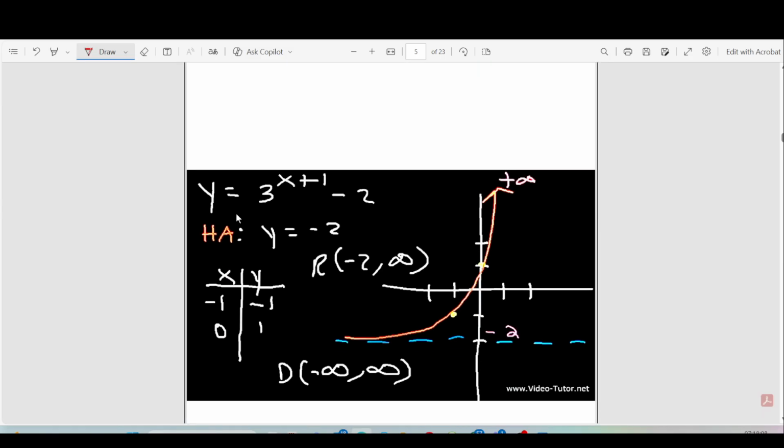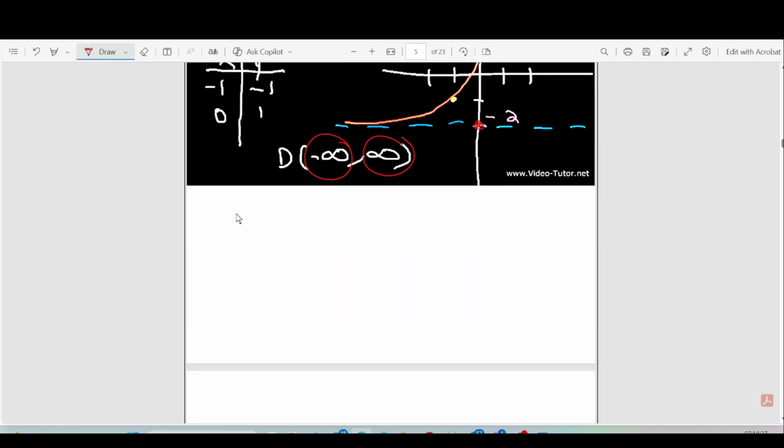The domain is from negative infinity to positive. So for all exponential functions, the domain is negative to positive infinity, okay? And the range is from negative 2, it's going up. So from negative 2 to positive infinity, right?